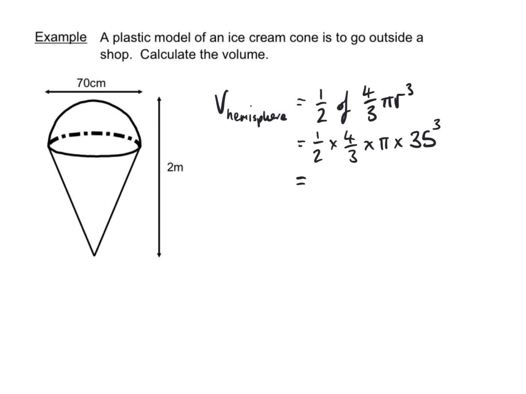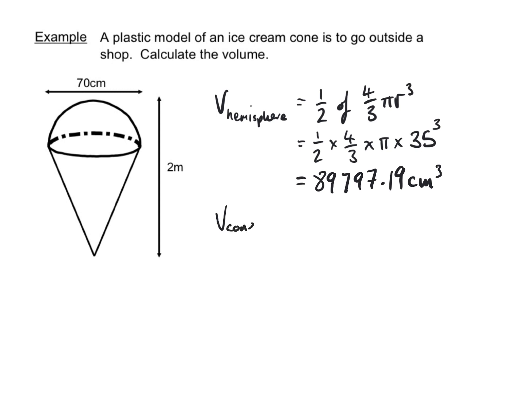So typing that into our calculator, remember, it's as simple as 1 divided by 2 times 4 divided by 3 times pi times 35 cubed. And when I type that in, we end up with 89,797.19 cubic centimetres. The next part is to look at the volume of the cone at the bottom.